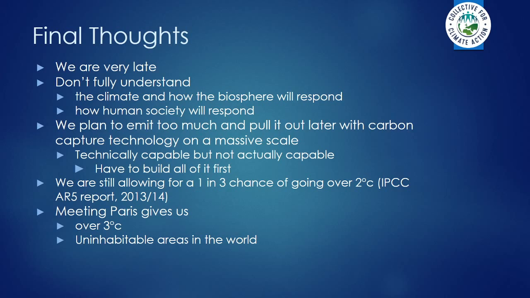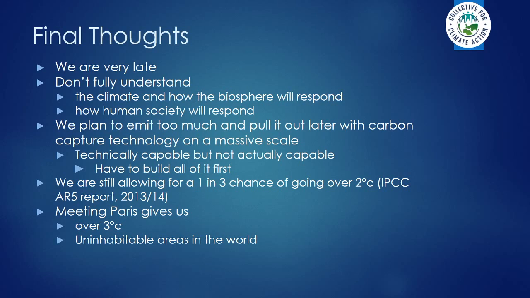We plan to emit much more CO2 and then pull it out later with carbon capture technology on a massive scale. And that's a problem because we're going to be overshooting in terms of the amount of CO2 we want in the atmosphere. And we're technically capable of doing these things. We've got proof of concept efforts where we've done them, but we haven't got them on the scale that we need them. So it's a bit like saying, you know, we need to use a hammer to hammer a nail in, but actually we don't have the hammer. We've just got the raw materials to make it, and we don't have anyone trained to use a hammer or who knows what to do with it.